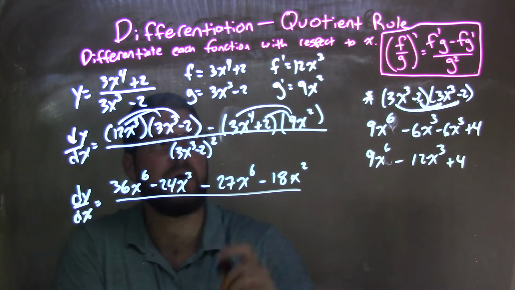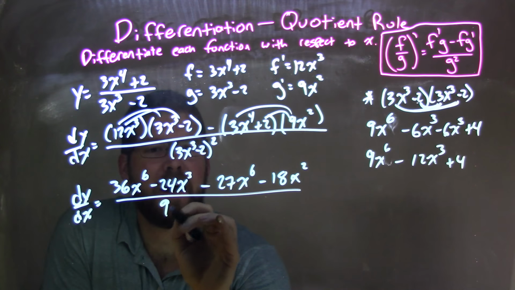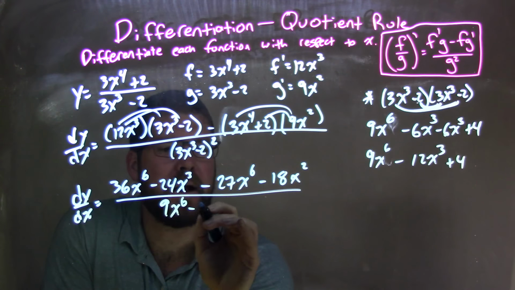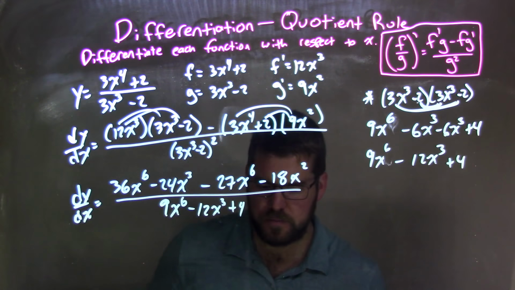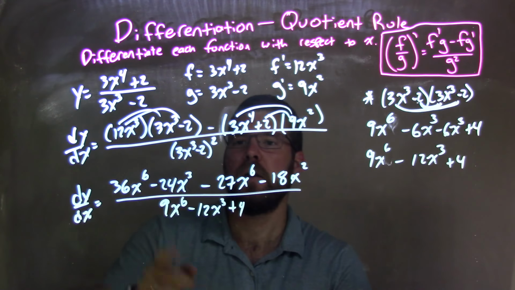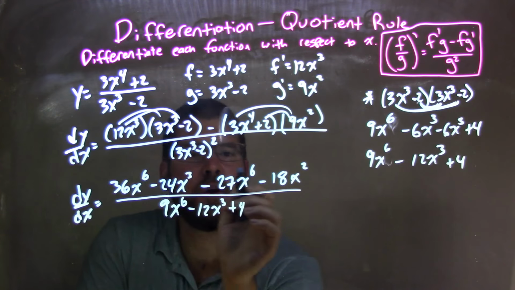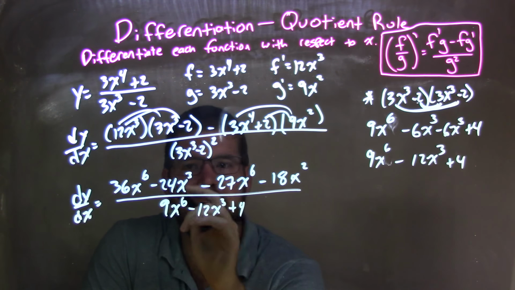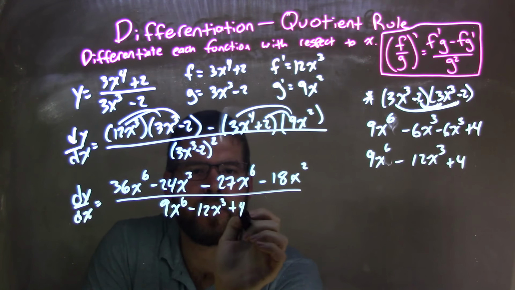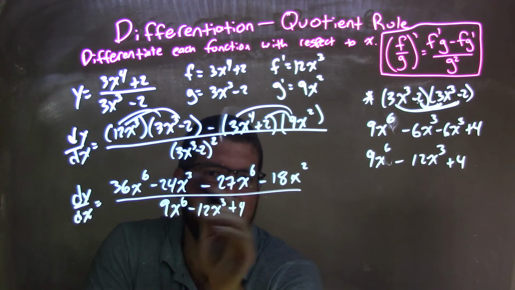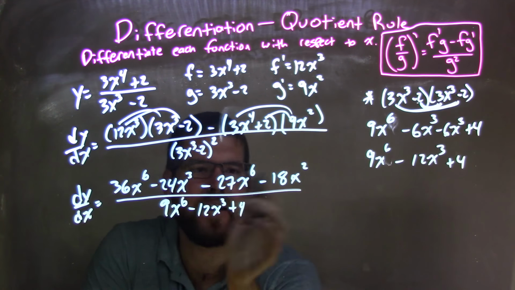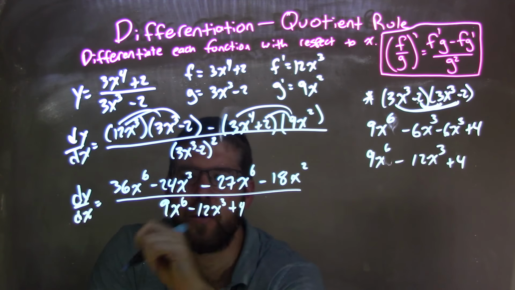All right, so now I'm writing this out. We have 9x to the 6th power minus 12x to the third plus 4, okay? So, do I have any like terms in the numerator? Let's see if I can simplify and rearrange this. I'm trying to think, is there a common factor I can pull out? 9, 12, and 4 have no common factors, so there's no point pulling a common factor up top if there were any.